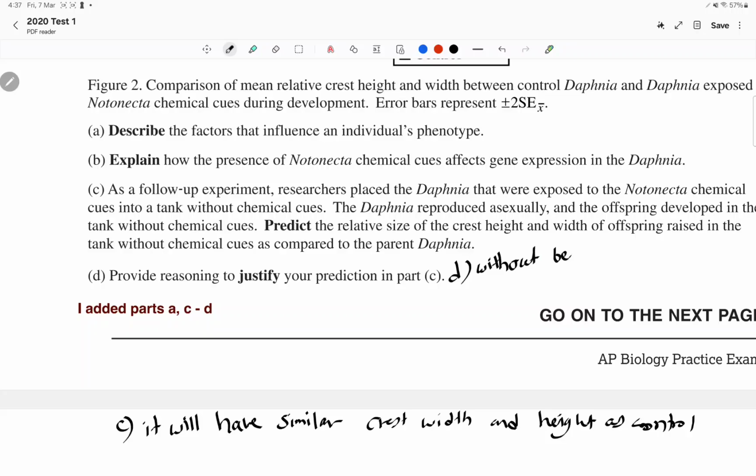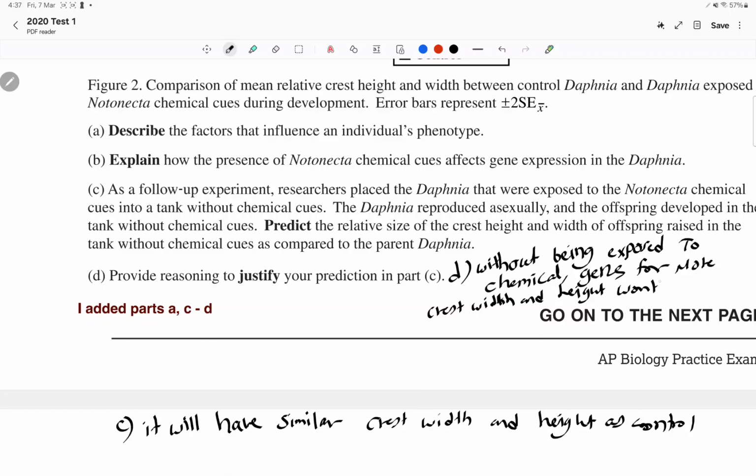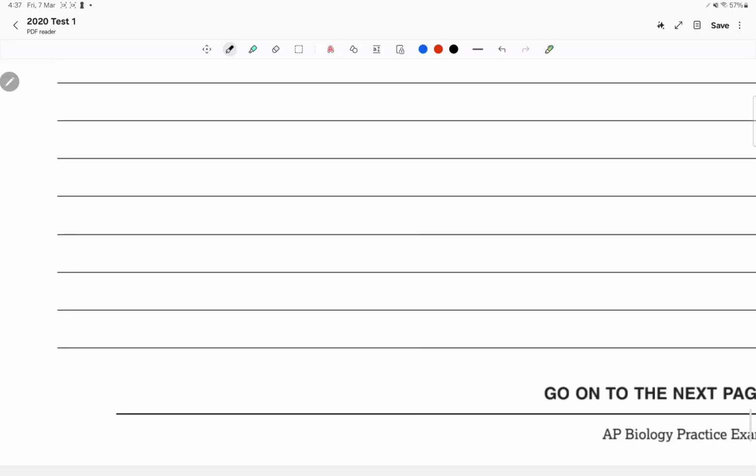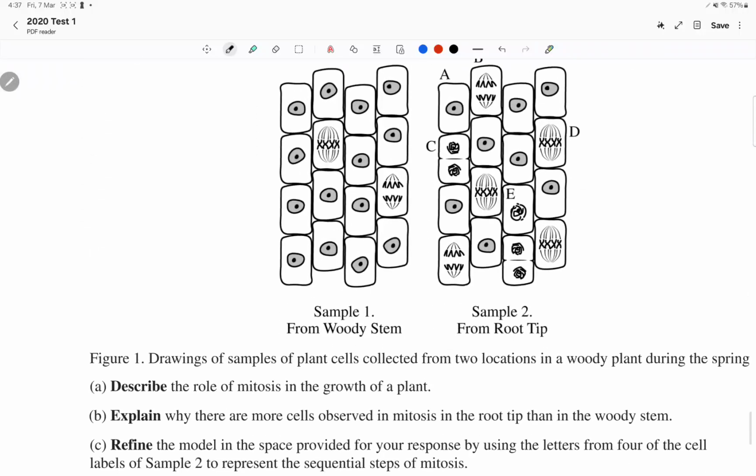Part D, provide reasoning to justify your prediction from part C. Without being exposed to the chemical, the genes for more crest width and height won't be expressed.